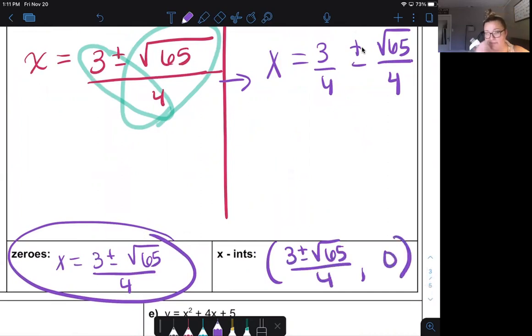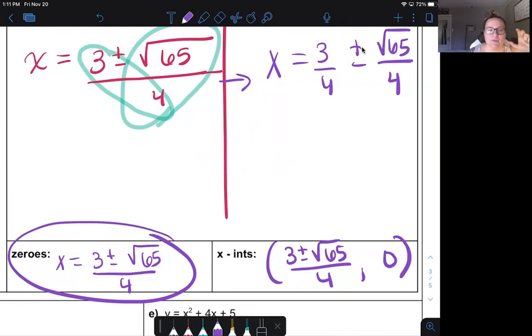Now, next semester when we get into graphing these problems, we will change these to a decimal so we know actually where to graph, because off the top of your head, do you know where 3 plus root 65 over 4 would be on the x-axis? I don't off the top of my head. So surely you don't either. I don't know, maybe you do.